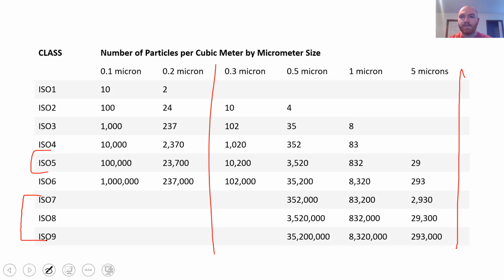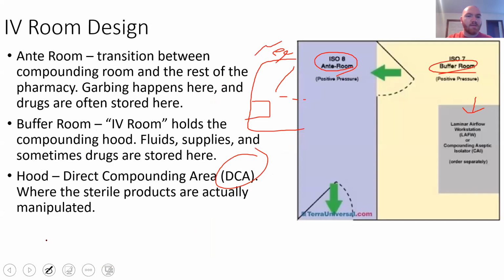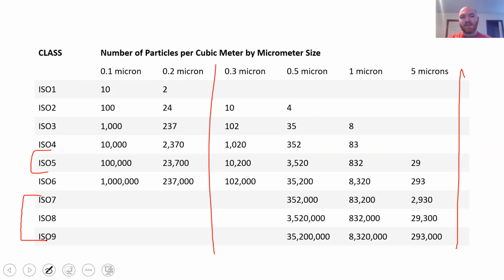Regulations require an ISO 5 for your direct compounding area, and then they require an ISO 7 for your buffer area, and then an ISO 7 or 8 for your ante area, which I'll get to in just a second. Which I think is actually on this previous slide. So I'll get to that in a second.